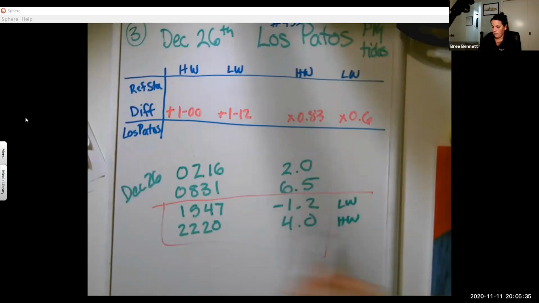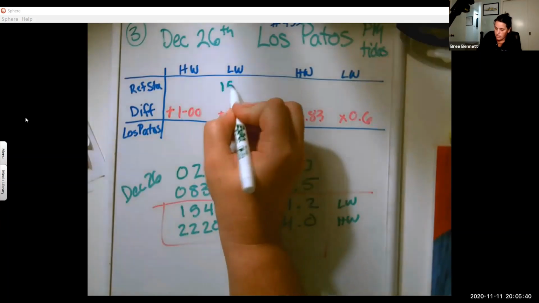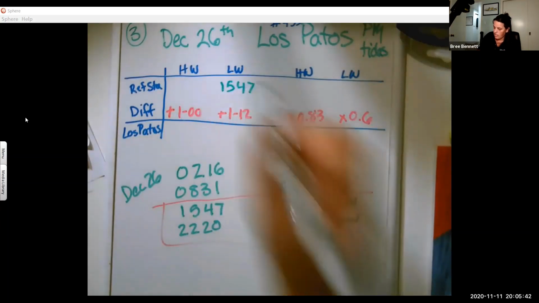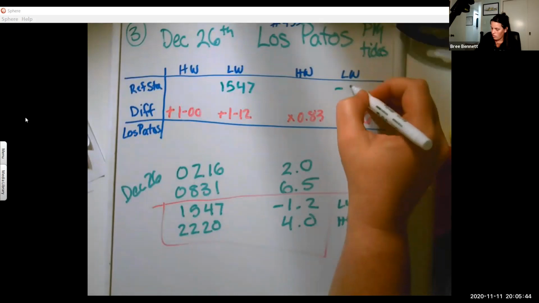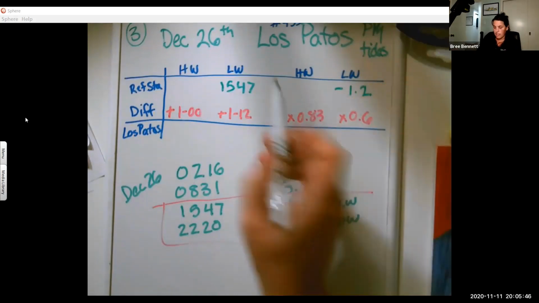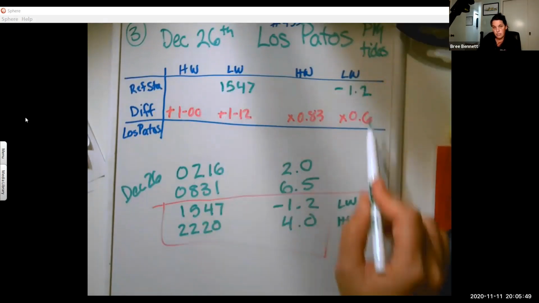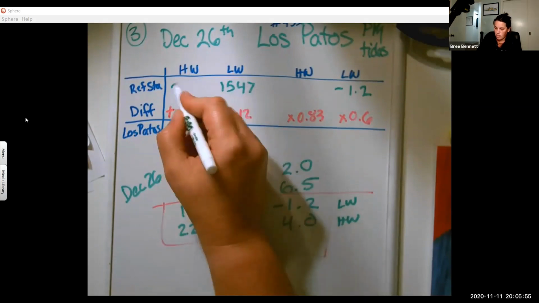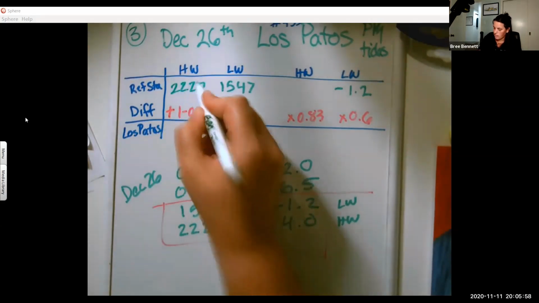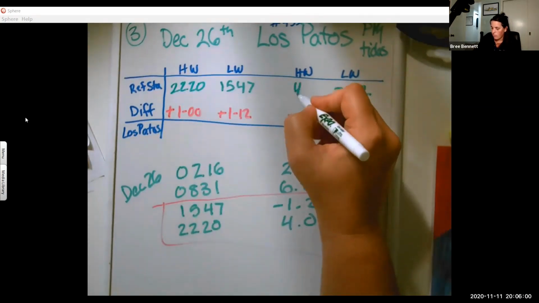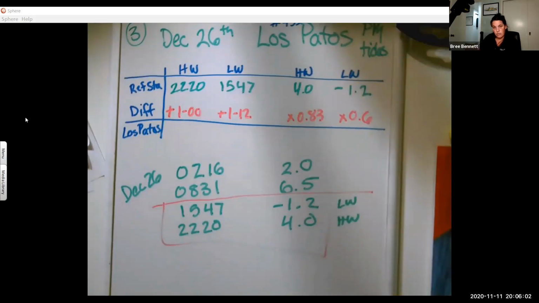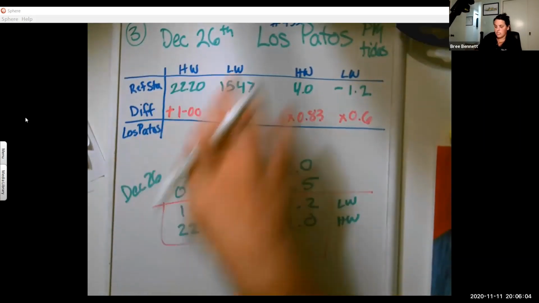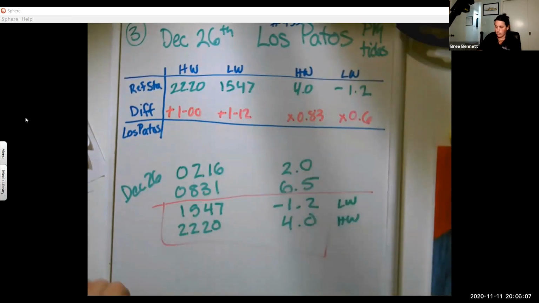So then we plug it in. Our low water is 1547 at negative 1.2. So I put that in the low water column. And then I have my high water, 2220 at 4.0, and I put it in the high water column. So make sure it's coordinated with our high waters and low waters.